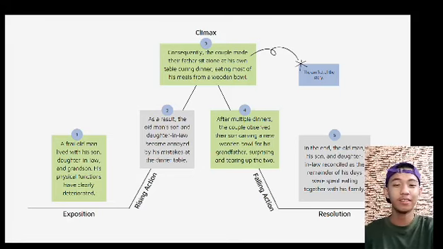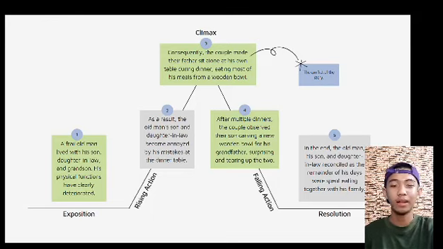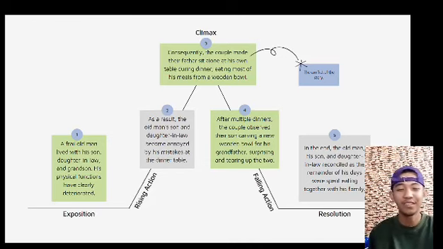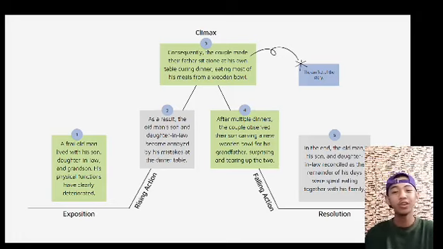The climax of the story. Consequently, the couple made their father sit alone at his own table during dinner, eating most of his meals from a wooden bowl. The falling action of the story. After multiple dinners, the couple observed their son carving a new wooden bowl for his grandfather. The resolution of the story.